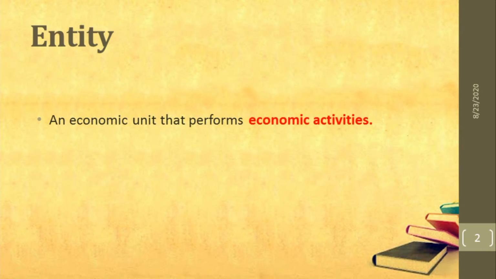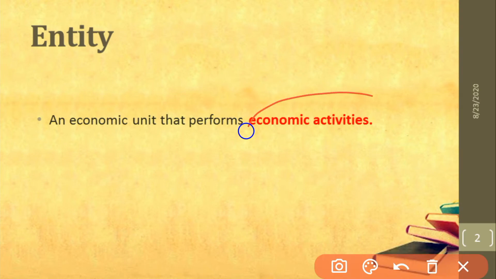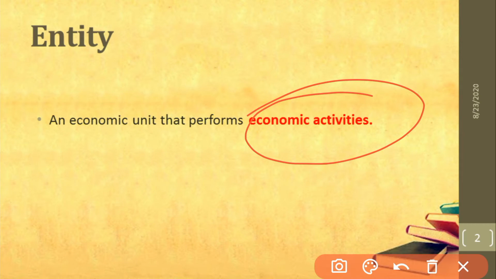An entity is an economic unit that performs economic activities. Now here the words economic activities have been highlighted. So what are economic activities? Any activities for which I receive money. For example, I give my services to someone and in return I get money. It is known as an economic activity.